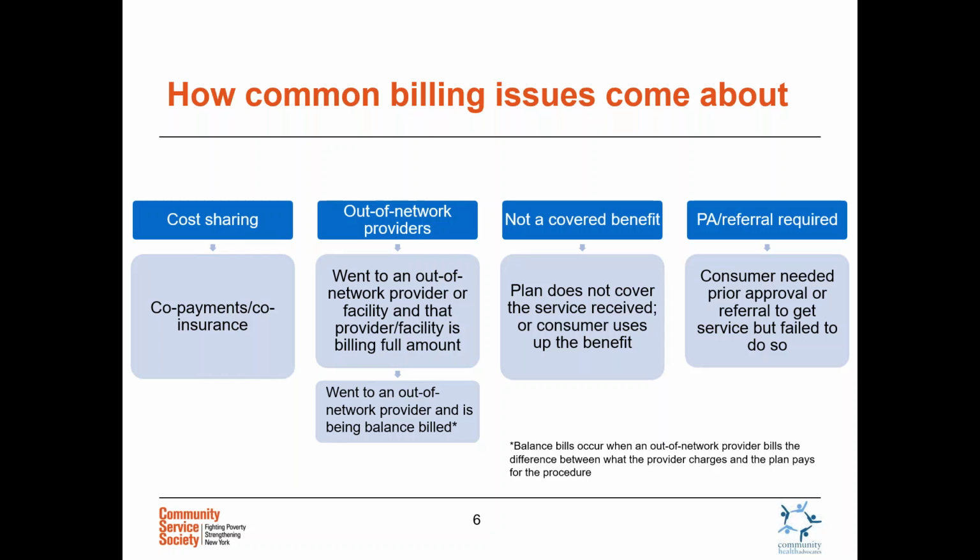Other issues that might come up. It's not a covered benefit. The plan doesn't cover the service that the consumer received, or, as oftentimes happens, the consumer uses up the benefit. For example, I had a client who didn't understand that they could only get one annual physical per year, and it was per plan year, not necessarily per calendar year. My client thought that because it was a new year, they could go get another annual physical, but because their plan year started in August and they got the physical earlier in the year, I think in June, the second annual physical was not covered because the consumer had used up his benefit. So even though that is a covered benefit, it was denied because he had exceeded the benefit limitation.